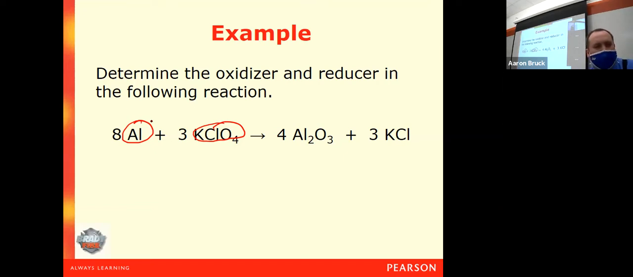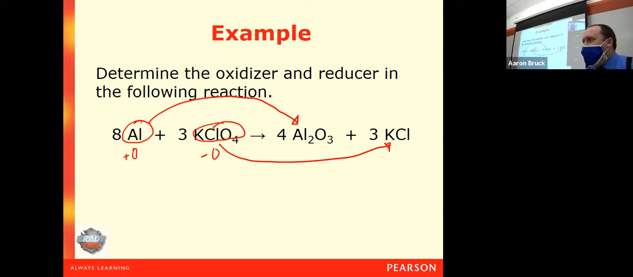And I can see that the aluminum is going to aluminum oxide here. The potassium perchlorate, rather, is ditching its oxygen and becoming potassium chloride. So from that standpoint, the aluminum has added oxygens to become aluminum oxide. By definition, that means it has been oxidized. The potassium perchlorate has lost oxygens to become just potassium chloride. So it has been reduced.